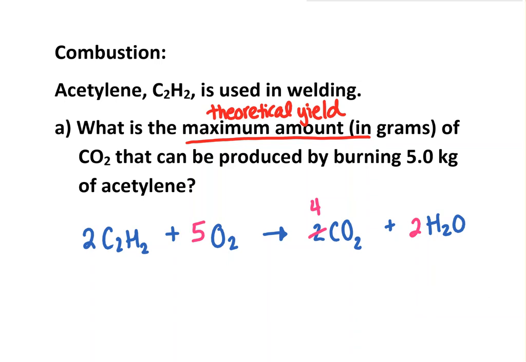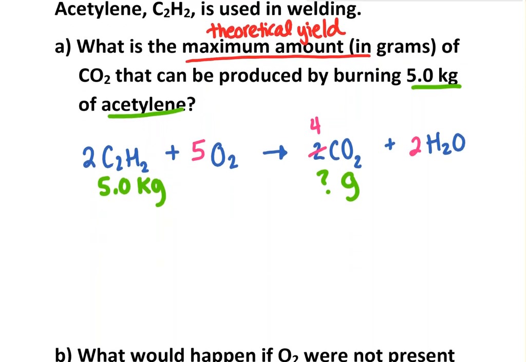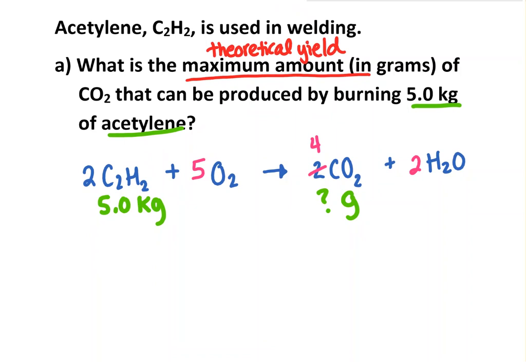So now let's get ready for our stoichiometry. I have 5 kilograms of acetylene, and that's our fuel here. So I'm going to just put it here. Notice it's kilograms, not grams. And I'm wanting to know the maximum amount in grams of this product, the carbon dioxide. So from here in stoichiometry, we're going to start with the reactant we know.